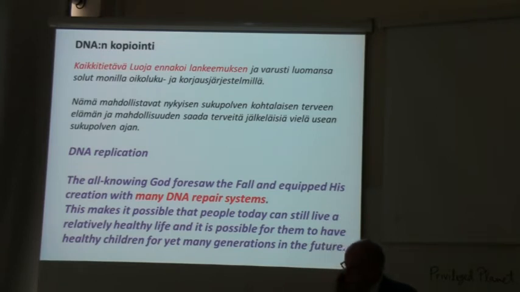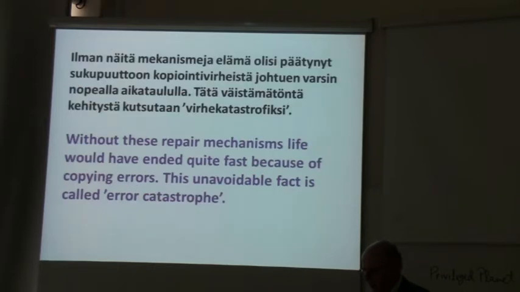The all-knowing God foresaw the fall and equipped his creation with many, many DNA repair systems. If God had not put DNA repair systems into the system, nothing would function here. This makes it possible that people today can still live a relatively healthy life, and it's possible for them to have healthy children for yet many generations in the future. Without these inbuilt repair mechanisms, life would have ended quite fast because of copying errors. This is called the error catastrophe.